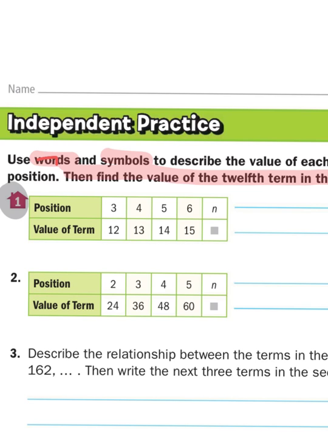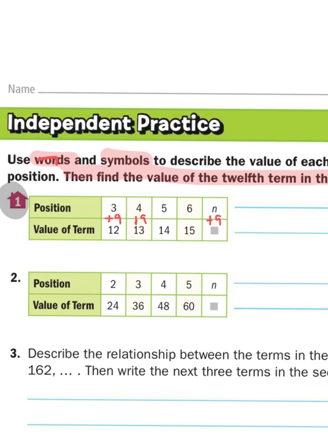So now I'm going to check addition. I see 3 plus 9 is 12. 4 plus 9 is 13, 5 plus 9 is 14. So I found my rule that I'm adding 9 to the position number. So now I like to write that here too. I like to write the plus 9 for each one, especially for the symbol here, because that's going to help me for part of my answer.